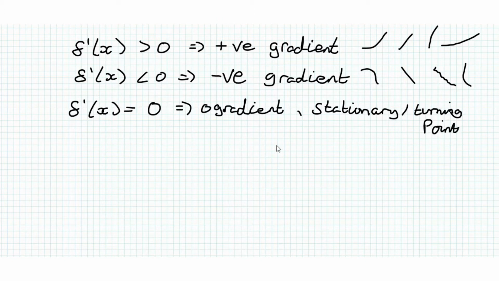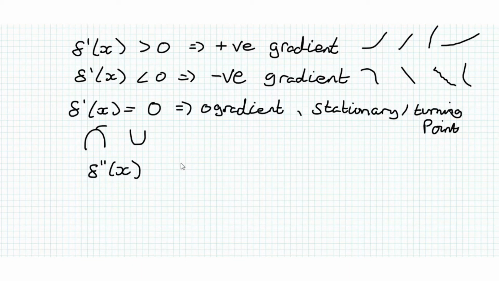So if you've got a graph here, it's this point here where your gradient is equal to 0, where it's going from positive to negative. So how do we know if our turning point's not like this or like that? Well, this is when the second derivative becomes useful.